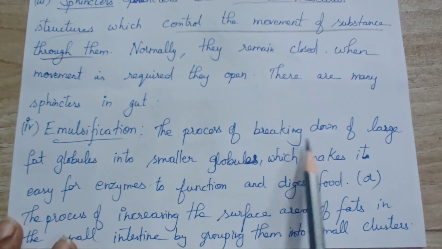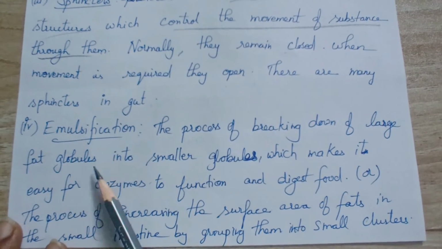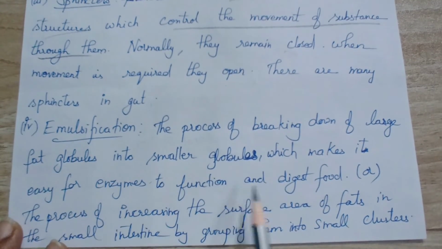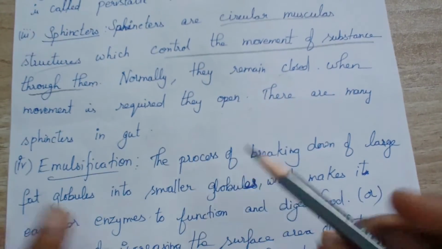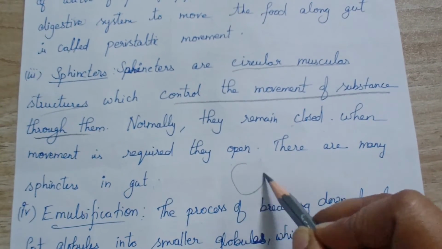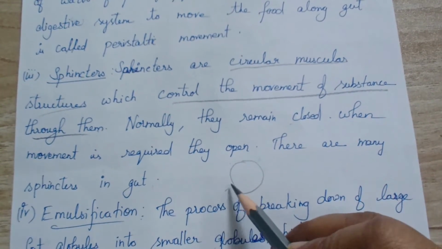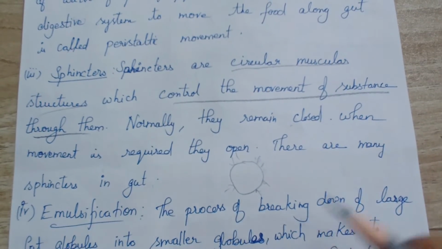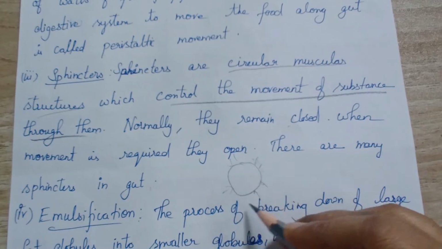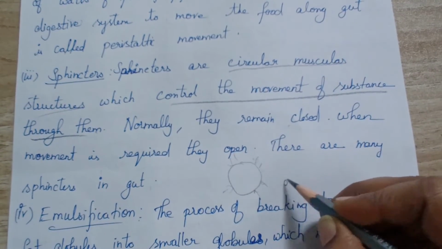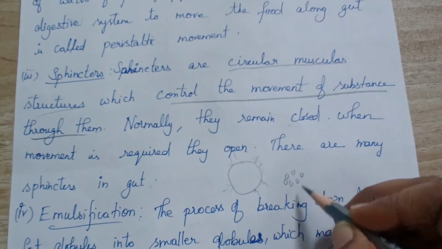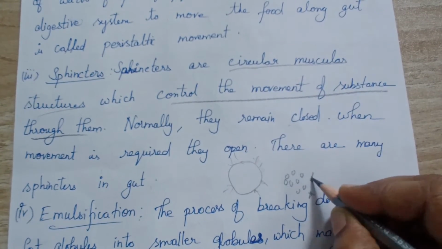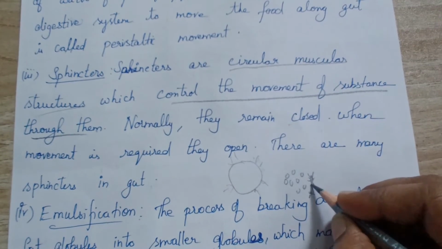Emulsification is the process of breaking down the large fat globules into smaller globules, which makes it easy for the enzyme to function on the digested food. For example, with large fat molecules it is very difficult for the enzymes to act upon them, and they will not do the work efficiently. So if you break these large fat globules into smaller ones, it is easy for the enzyme to act and react with them, right?